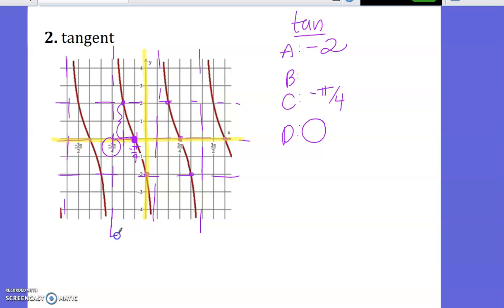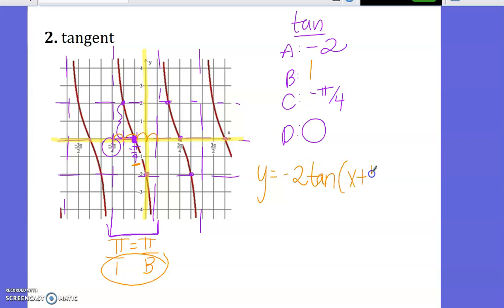The period of the graph is asymptote to asymptote, and these are 1, 2, 3, 4 units apart. We said every tick mark was worth pi over 4, so the period is pi. I set that equal to pi over b. That's just an understood 1, so b equals 1. Okay, so y equals -2 tan of x plus pi over 4, and we don't have a vertical shift. So there's one possible equation. Okay, that's it for today.